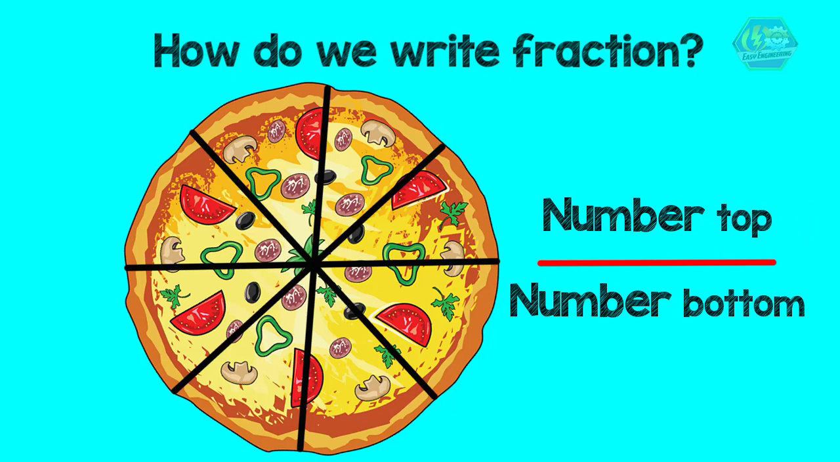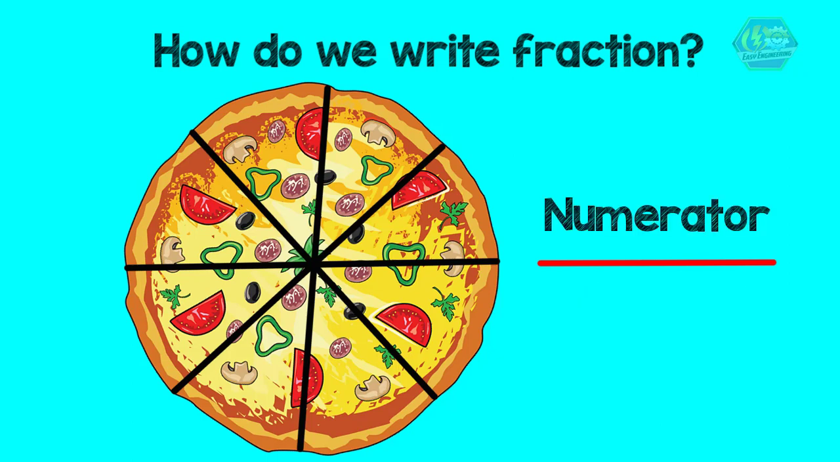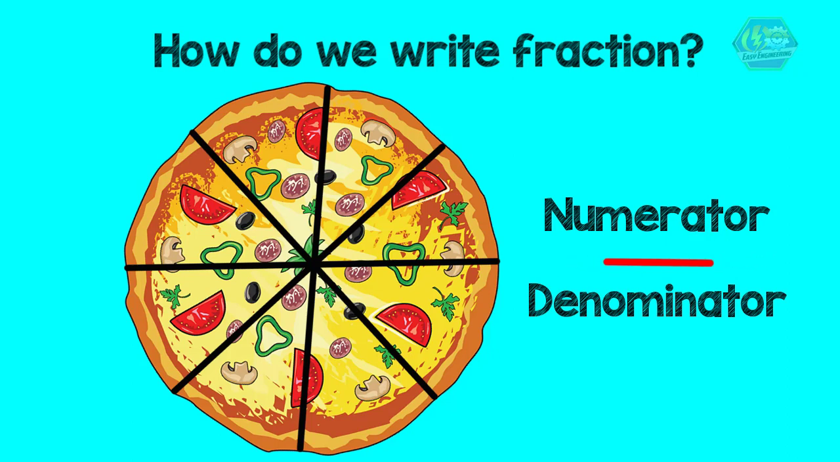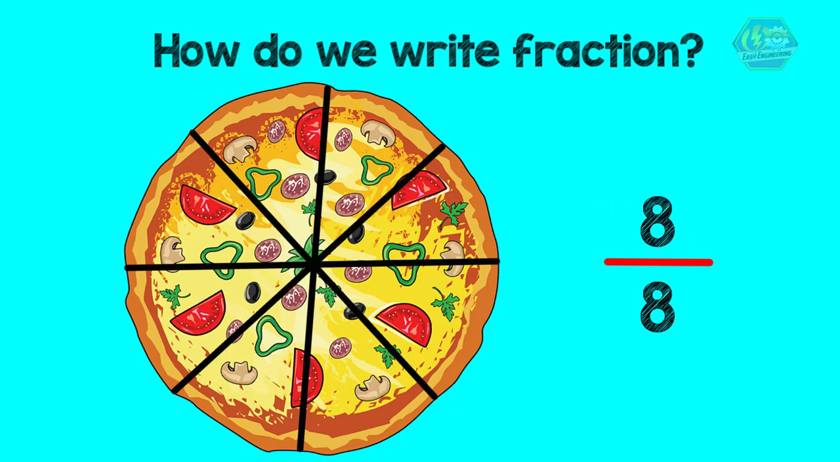The numbers on top and bottom of the fraction have names. The number on top is called the numerator, and the number on the bottom is what we call the denominator. If I have a whole pizza and it was divided into 8 parts, the number on the bottom, or the denominator, will be 8. And I still have those 8 parts, therefore the numerator will also be 8. So the fraction will look like this.